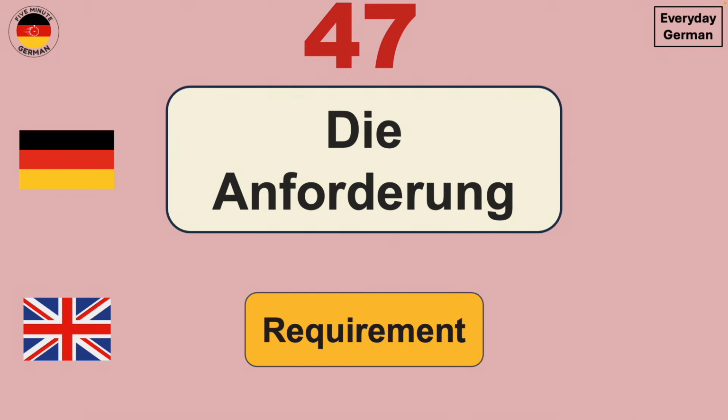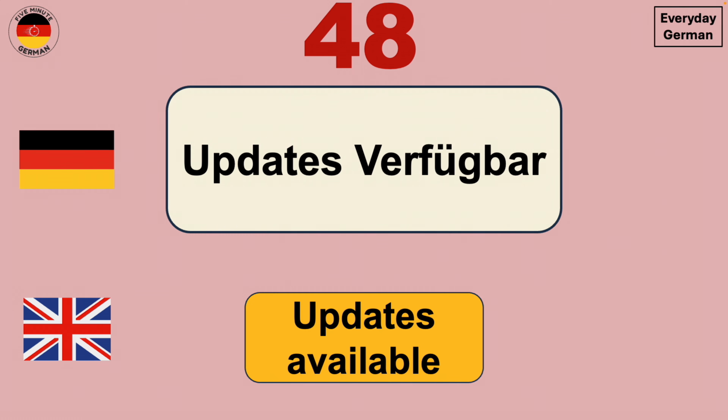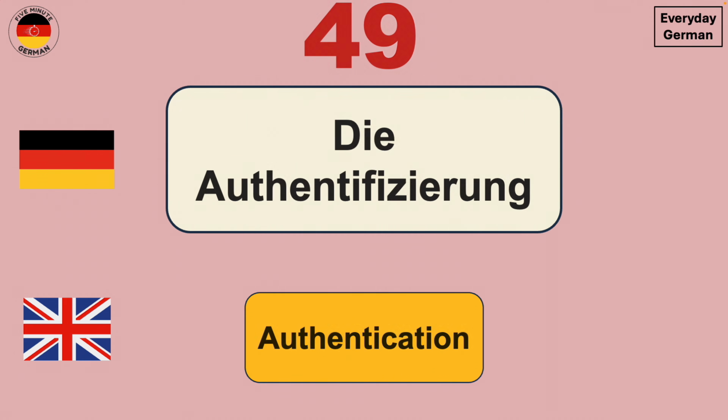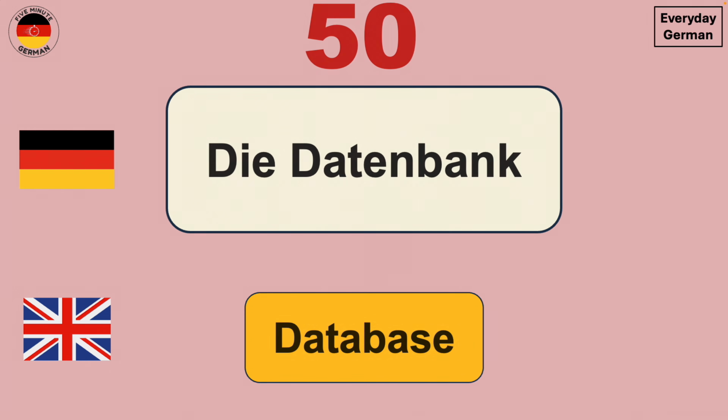Another word which you will often see is Updates verfügbar, which means updates available. And then you can decide when you want to do these updates. So Updates verfügbar. Verfügbar means available. After that, we have die Authentifizierung, which means authentication. Die Authentifizierung. And the last word is die Datenbank, which is the database. Die Datenbank.